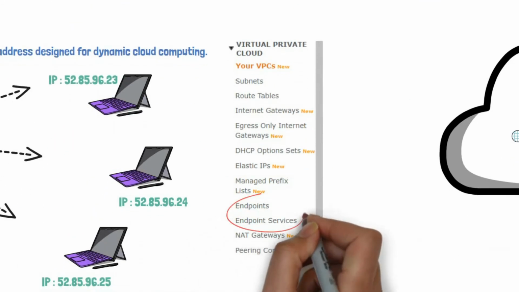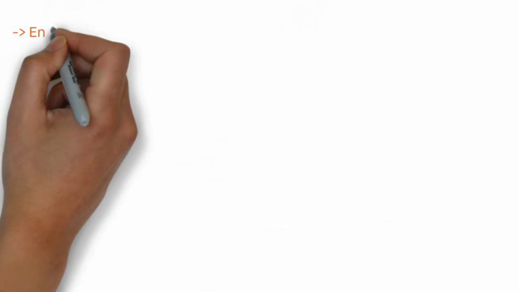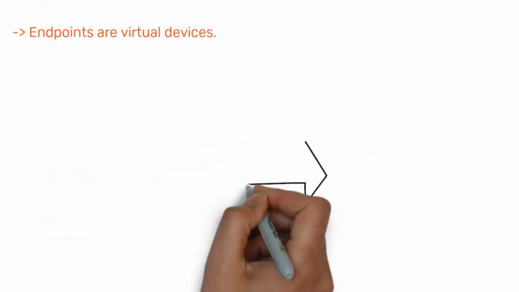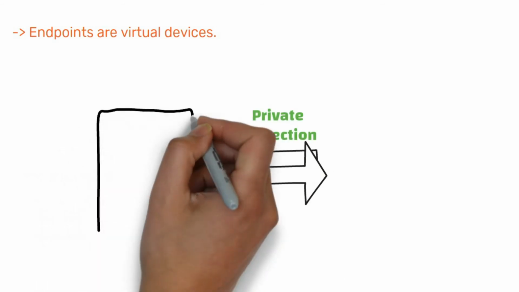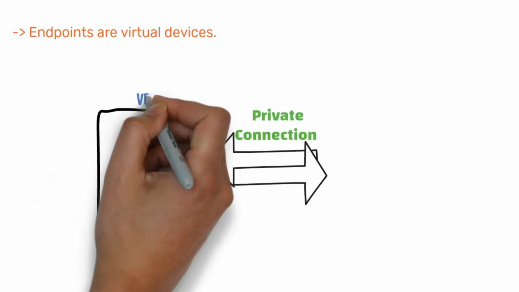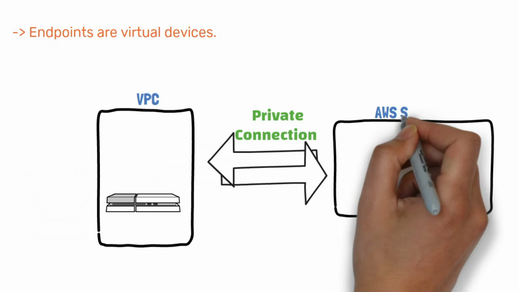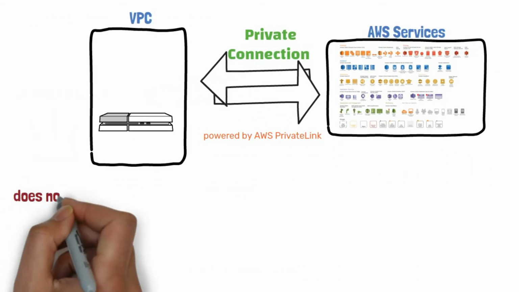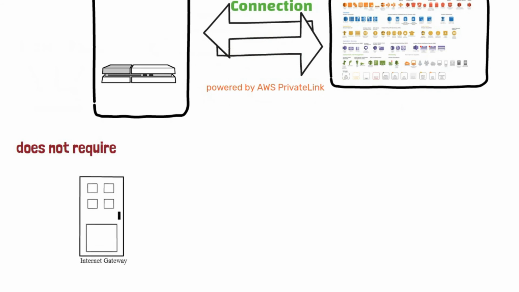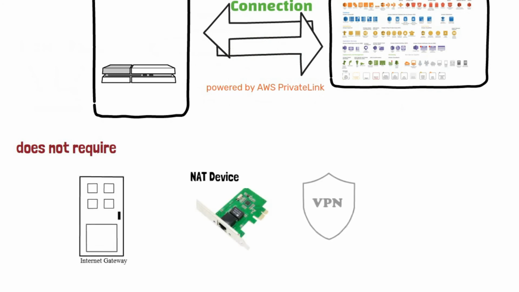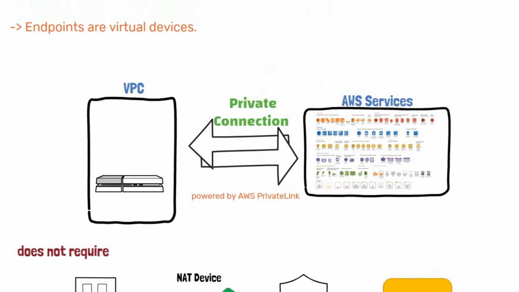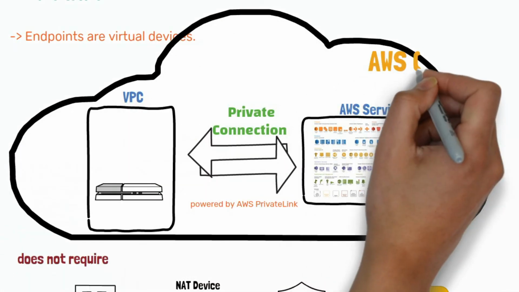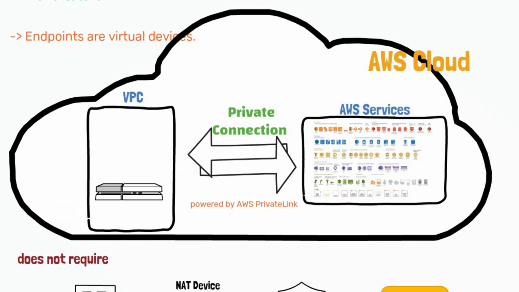Next is Endpoints. Endpoints are virtual devices. A VPC endpoint enables private connections between your VPC and supported AWS services and VPC endpoint services powered by AWS Private Link without requiring an Internet Gateway, NAT device, VPN connection, or AWS Direct Connect connection. Traffic between your VPC and the other service does not leave the Amazon network.